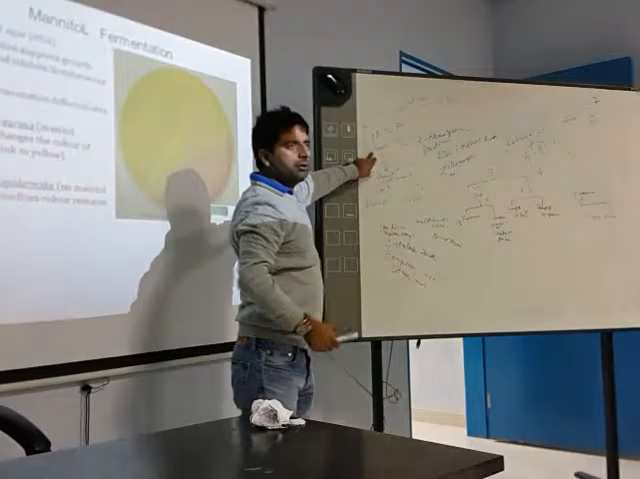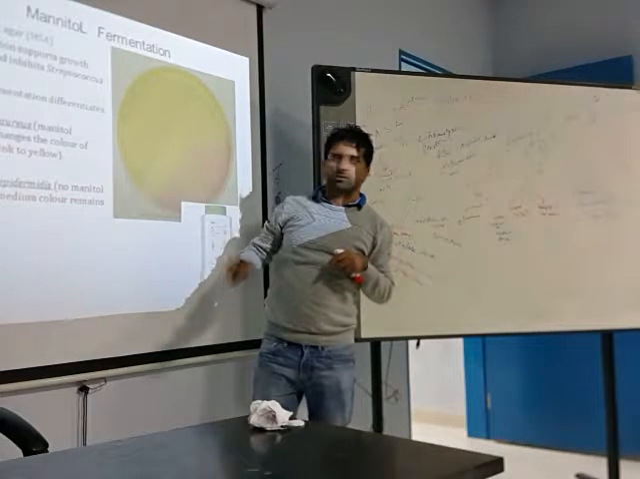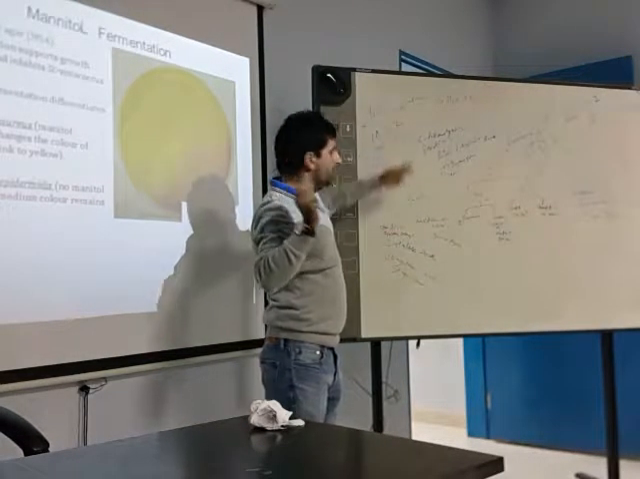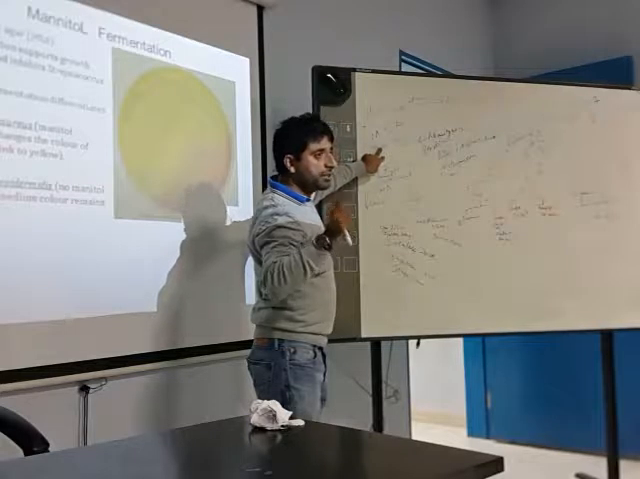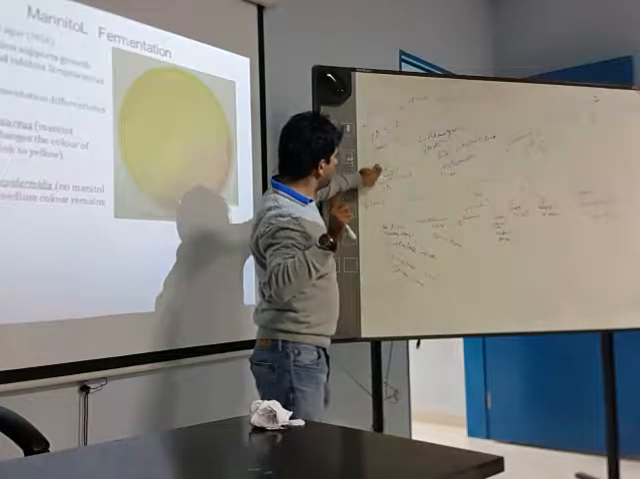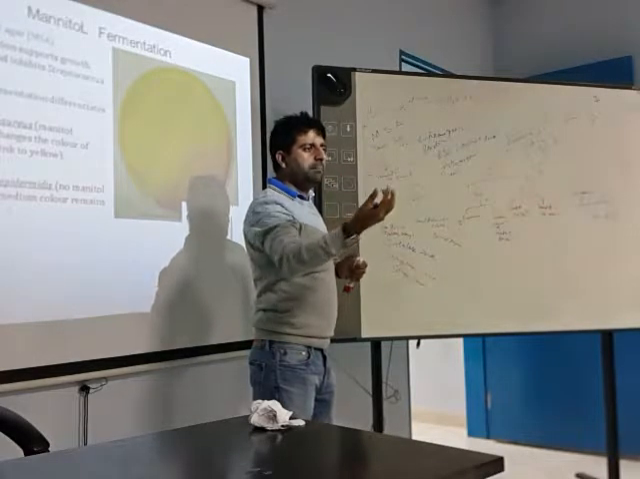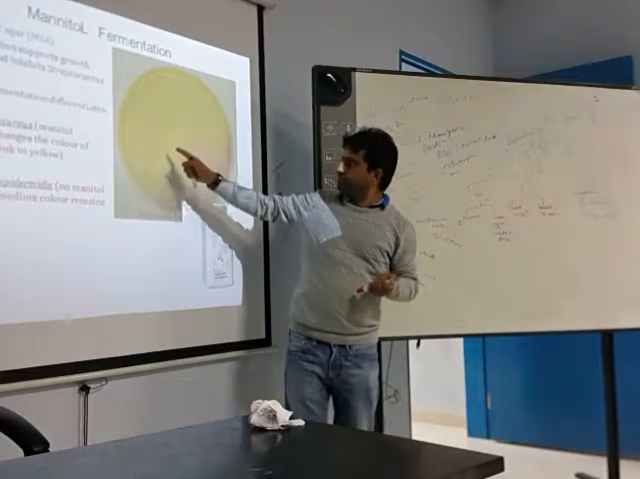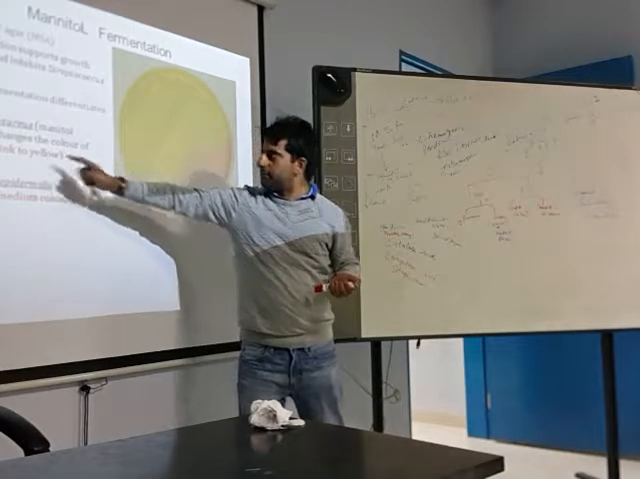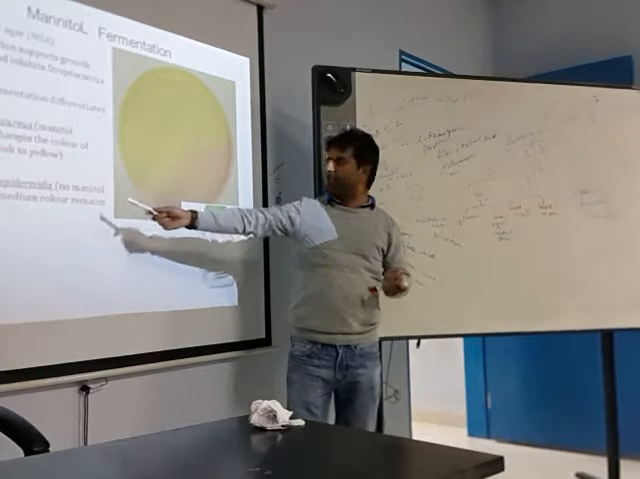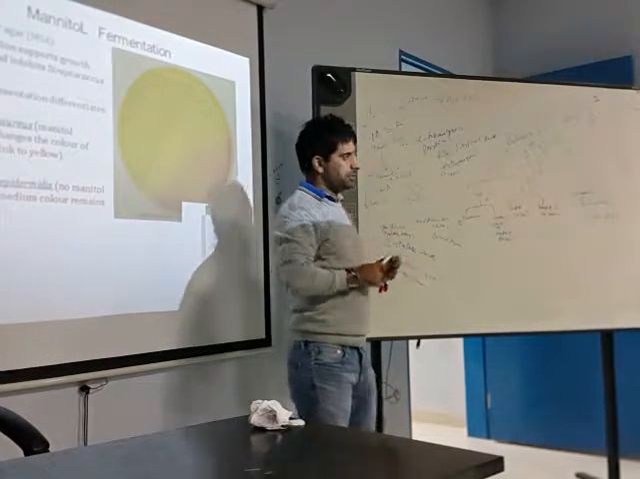So if you grow Staphylococcus aureus on mannitol salt agar, it will ferment the mannitol and produce acid product. It decreases the pH. When pH is decreased, the color becomes pink to yellow. And in epidermidis, there is no mannitol fermentation.